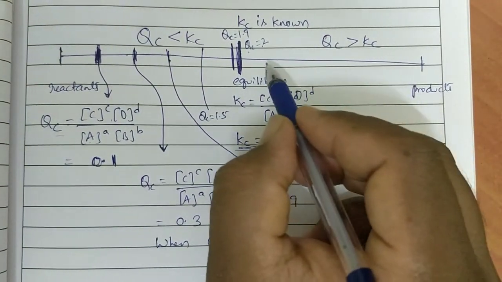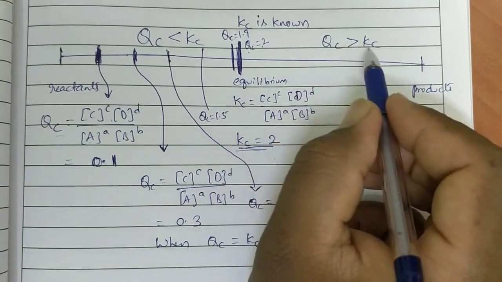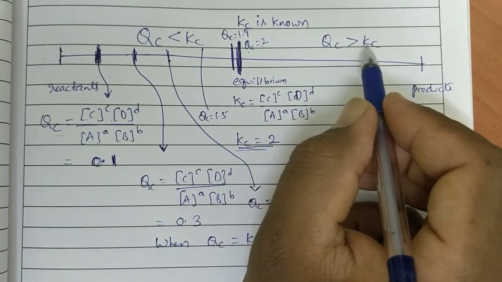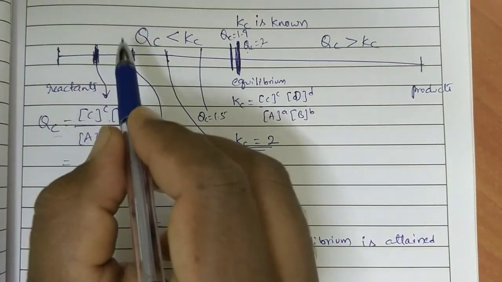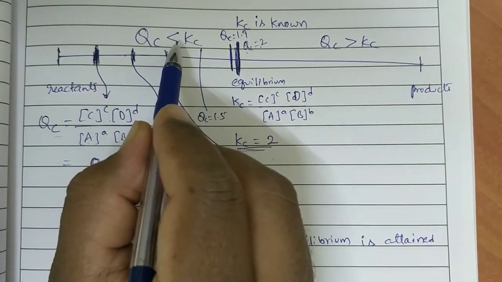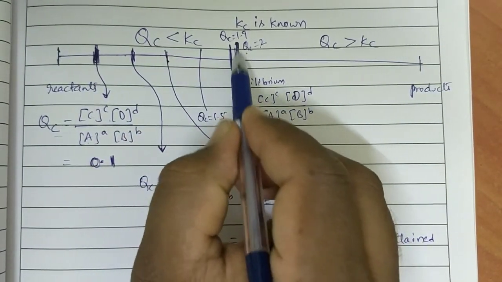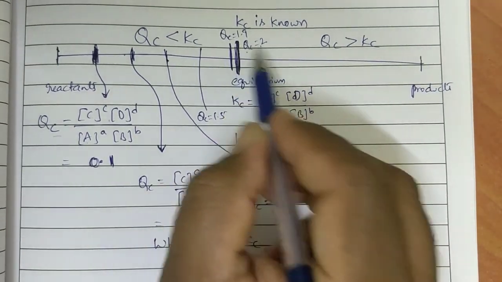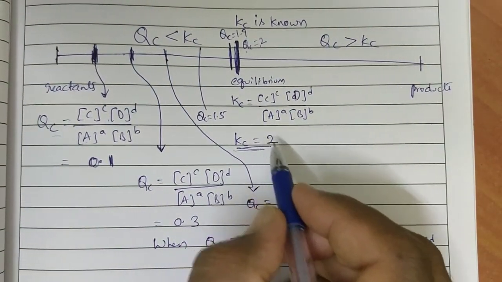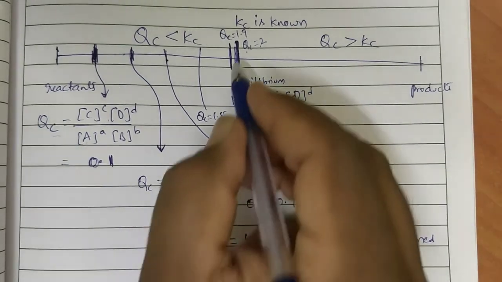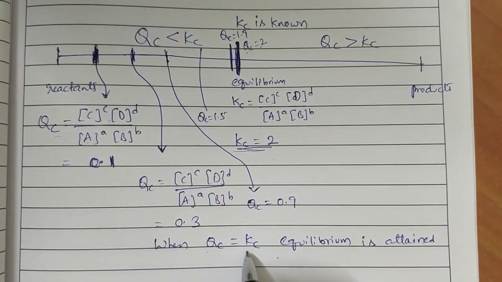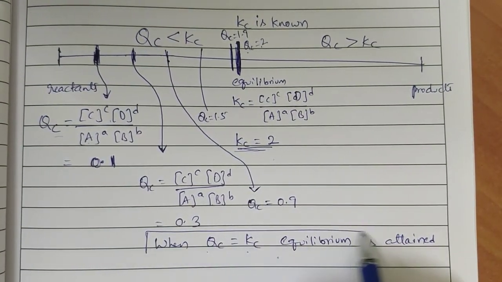In this full region QC is greater than Kc. In this region QC is less than Kc. At this point only Kc is equal to QC. At this point QC is equal to Kc, equilibrium is attained.